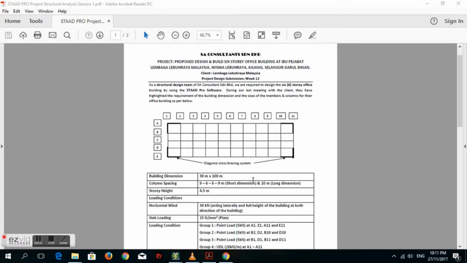Today, I will be explaining about our group project. We were given a project from Lembaga Library Malaysia to design and build a 6-story office building at Ibu Pejabat Lembaga Library Malaysia. A structural design team of our company decided to use Staad Pro software to design this project. We designed based on our client's requirement and the plan of the building, where the dimensions and the sizes of the members and columns for this office building have been provided, and the modulus of elasticity of steel given is 205 kN per millimeter square.